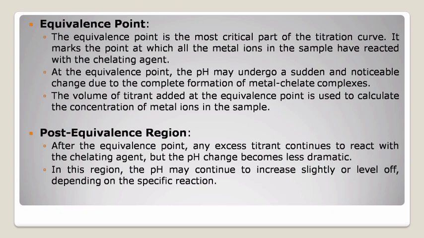The volume of titrant added at the equivalence point is used to calculate the concentration of metal ions in the sample. 6th. Post-equivalence region. After the equivalence point, any excess titrant continues to react with the chelating agent, but the pH change becomes less dramatic. In this region, the pH may continue to increase slightly or level off, depending on the specific reaction.